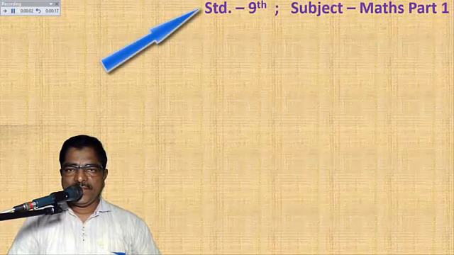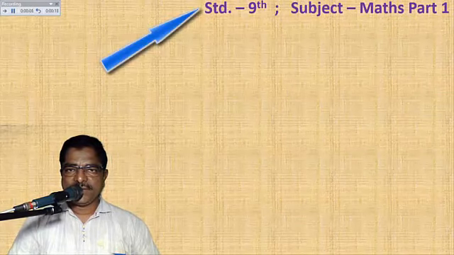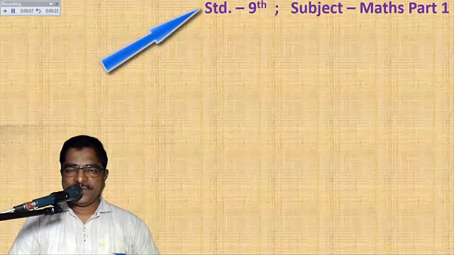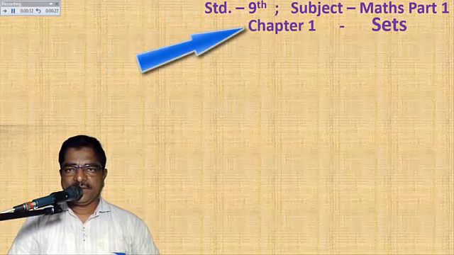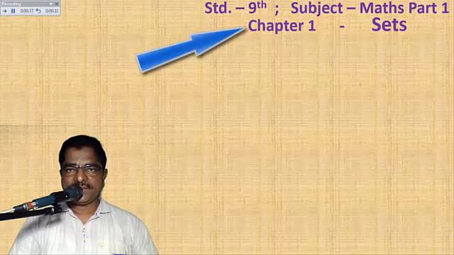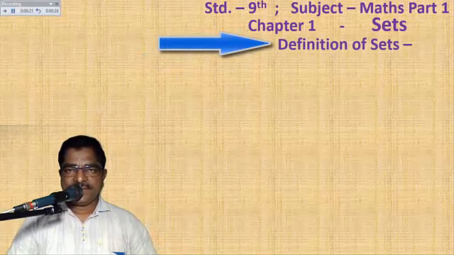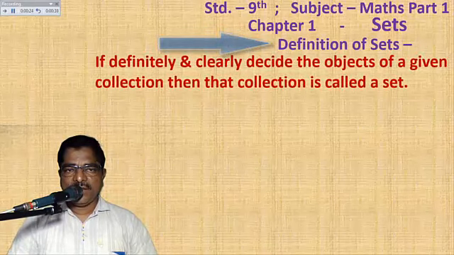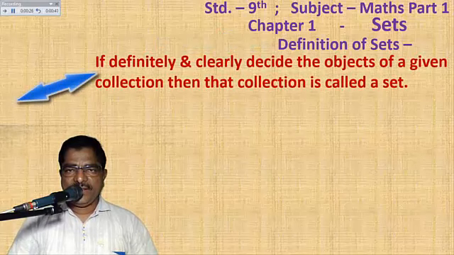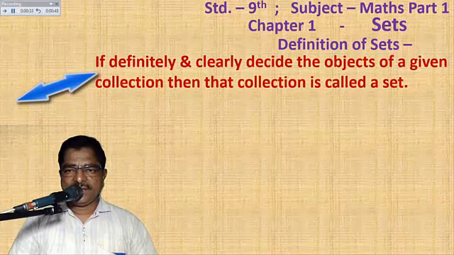Today we discuss standard ninth, subject maths part 1, chapter first, and the chapter name is sets. Definition of sets: if we can definitely and clearly decide the objects of a given collection, then that collection is called a set.